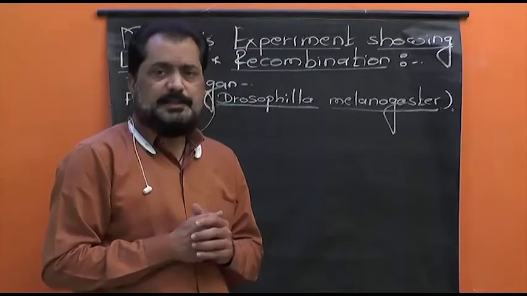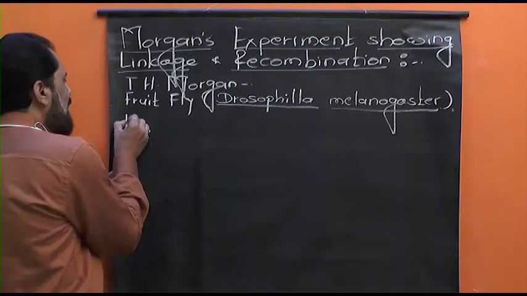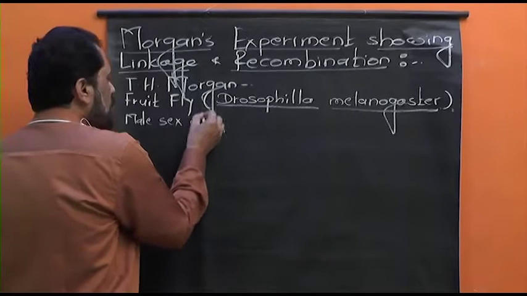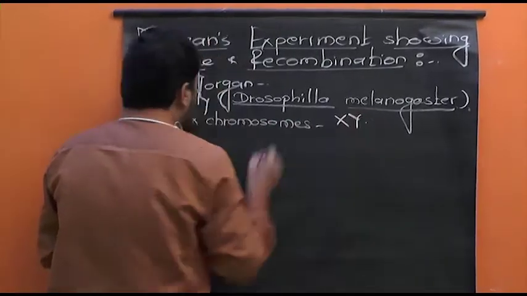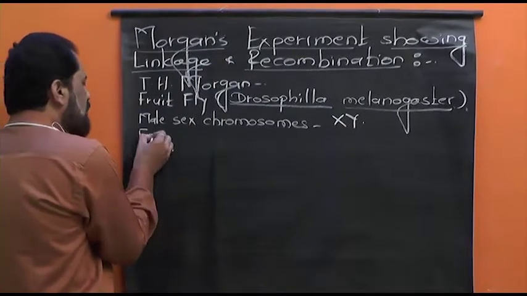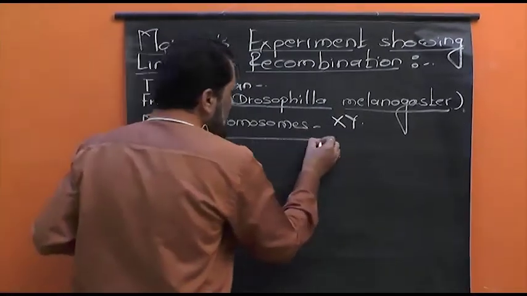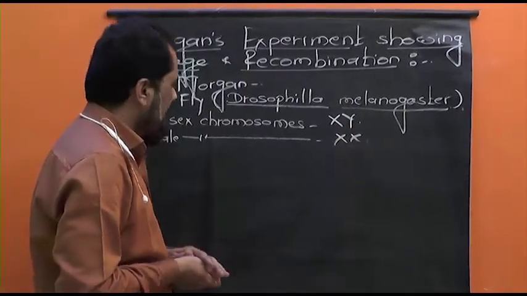And as I stated earlier, in Drosophila the male sex chromosomes are X, Y, and the female sex chromosomes are XX, just like in human beings and mammals.